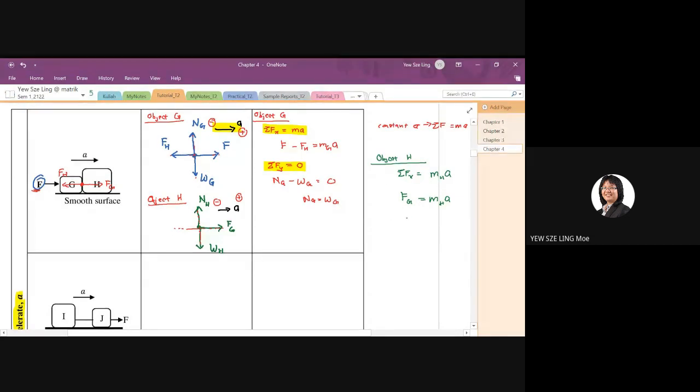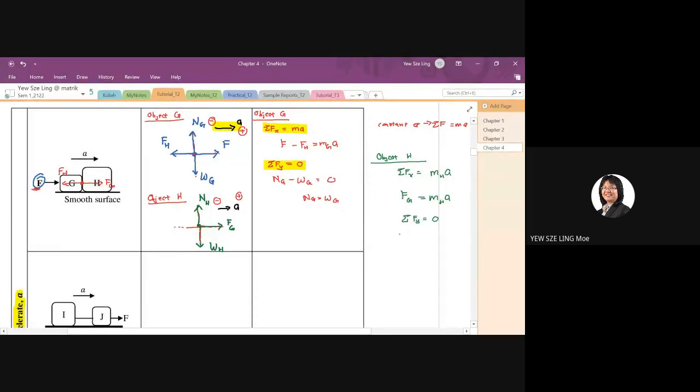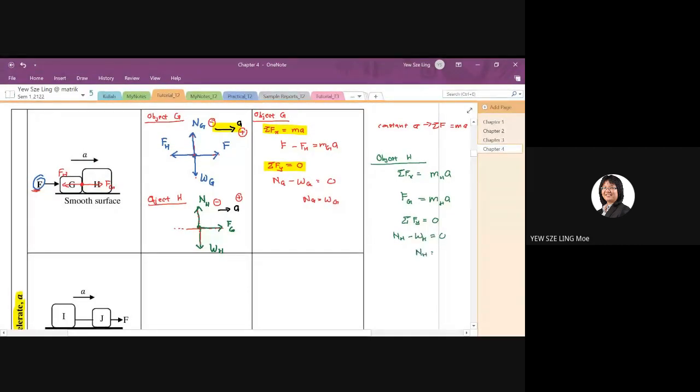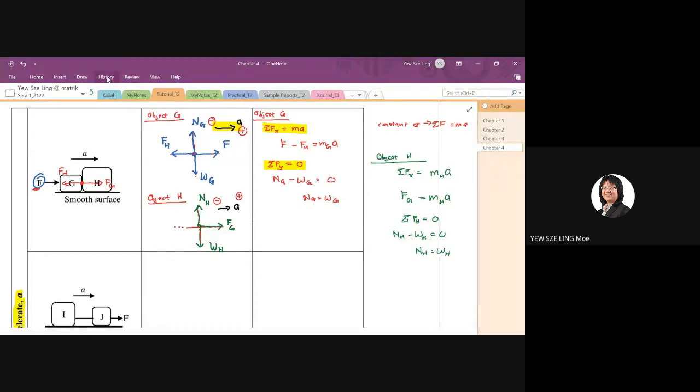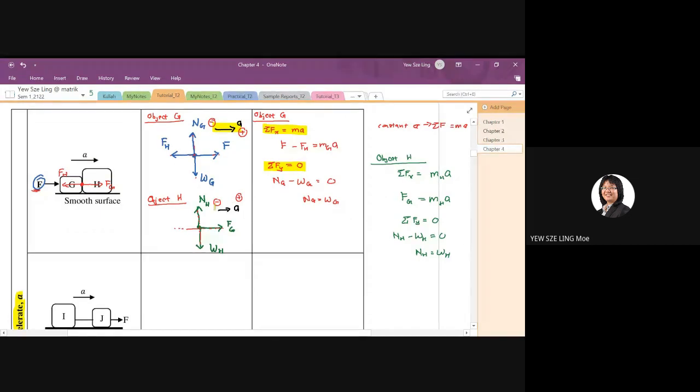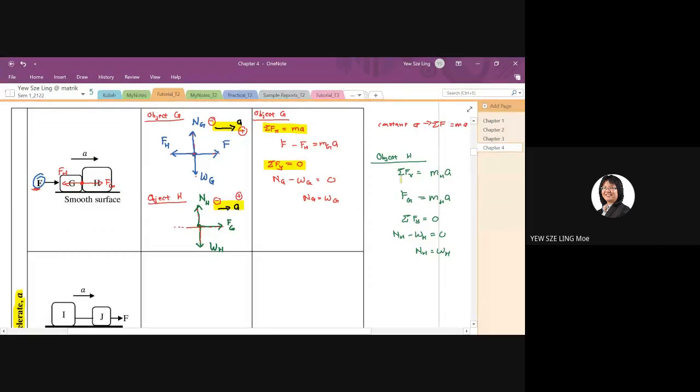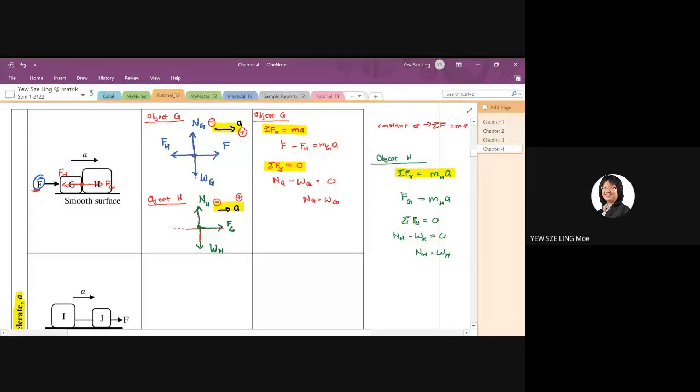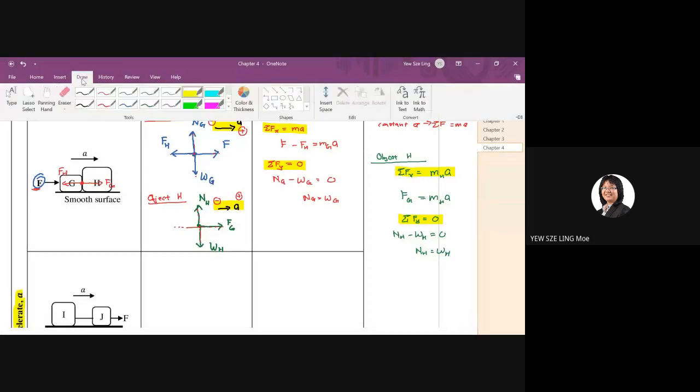So again, for the Y component, summation Fy equals 0. And then we have NH minus WH equals 0. Therefore, NH equals WH. So again, we use a different law for a different component. Why? Because my object is just moving along the x component. Therefore, Newton's second law for the x component. There's no motion along the y component, so Newton's first law for the y component. Okay, the object is not moving up and down.